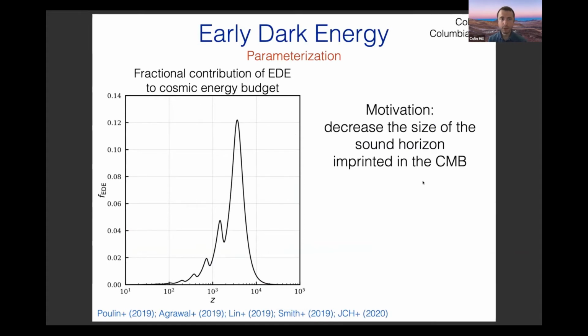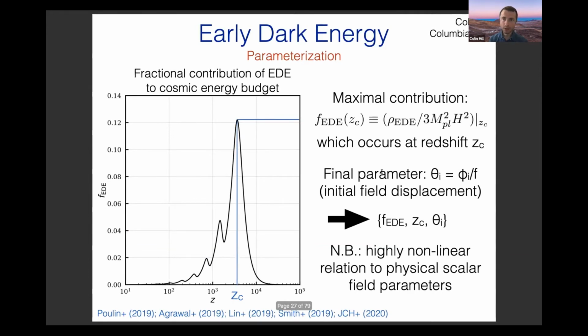The idea is to introduce some new field that briefly contributes about 10% of the total cosmic energy budget, roughly around the redshift of matter radiation equality, although that appears to be a coincidence in the current scenarios. And then rapidly decays away so as not to disturb late time cosmology. And the upshot here is that this new field quasi-accelerates the background and thereby decreases the size of the sound horizon that's imprinted in the CMB. So the same sort of qualitative approach as what I mentioned a minute ago, but achieved by a very different physics.